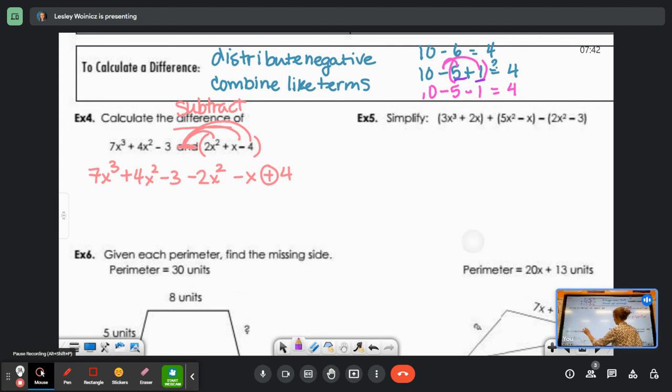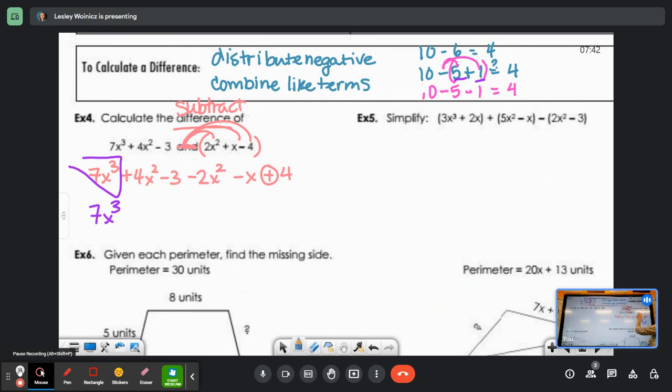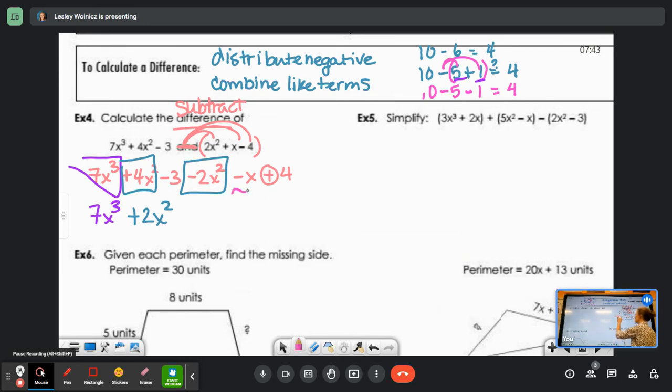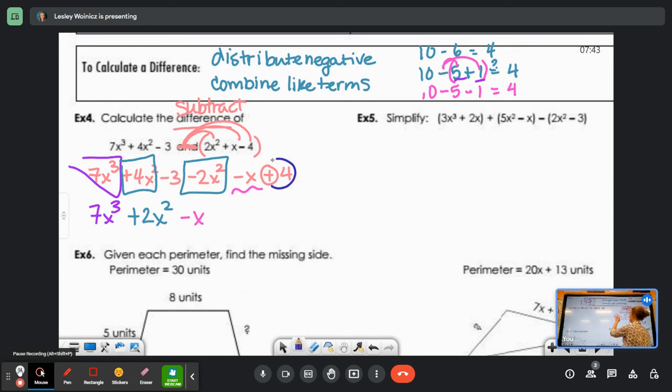Now we combine like terms. Whew, got ahead of myself. All right, so 7x cubed. Next, look for the quadratic terms with a power of 2. I have 4x squared minus 2x squared. That gives me 2x squared. Next, I look for my linear terms. I've got a lone negative x, and then I combine my constants. I've got a plus 4 and a minus 3. That gives me a plus 1. And we're done.